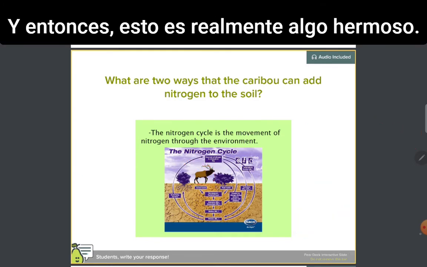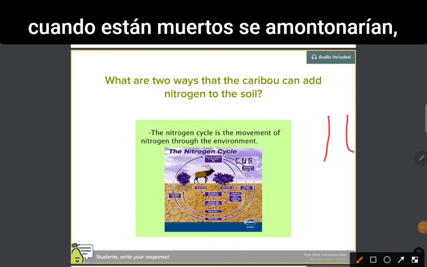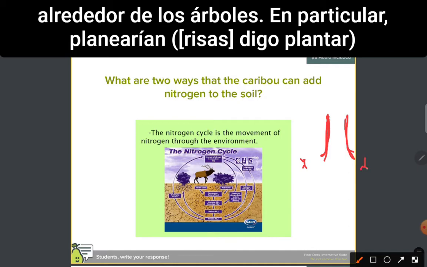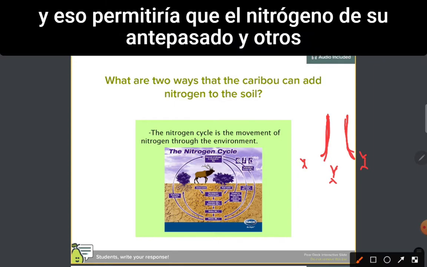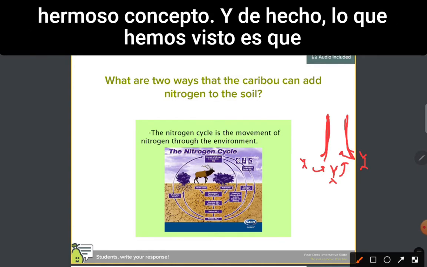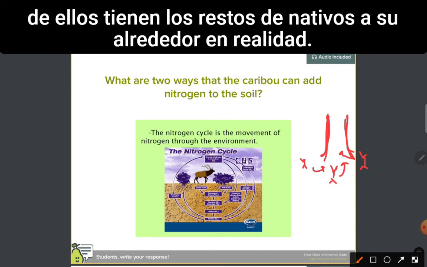And so this is actually sort of a beautiful thing, isn't it? Native Americans knew this. And so what they would do was when their dead would pile up, they would plant them around trees. In particular, they would bury their dead around the perimeter of these trees, and that would then allow their ancestors' nitrogen and other compounds to be incorporated into the tree. And so in essence, they would become part of the tree. Very beautiful concept. And actually what we've seen is that made those trees really giant. The giant sequoia trees, a lot of them have the remains of natives around them, actually.